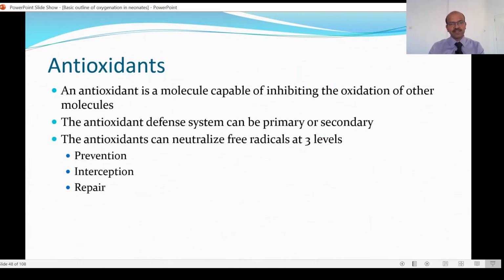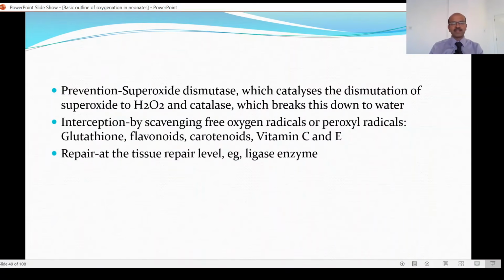Coming on to the defense mechanism itself in a little bit of detail, an antioxidant is a molecule capable of inhibiting the oxidation of other molecules. The antioxidant defense system can be primary or secondary. The antioxidants can neutralize the free radicals at 3 levels. We can call it prevention, interception, and repair. For prevention, an example is superoxide dismutase, which catalyzes the dismutation of superoxide to hydrogen peroxide. Catalase is an example as well, and this breaks down the hydrogen peroxide to water.